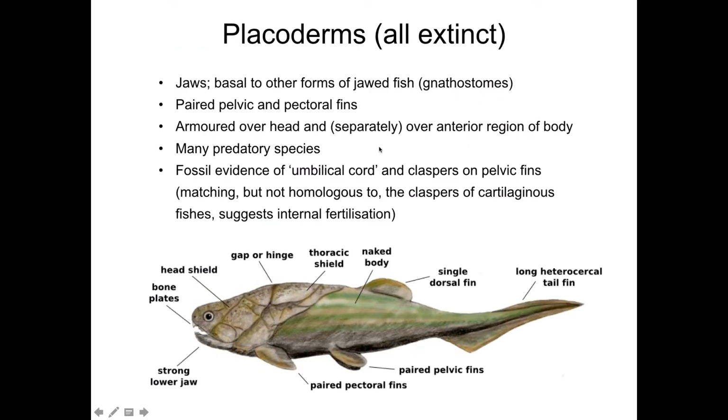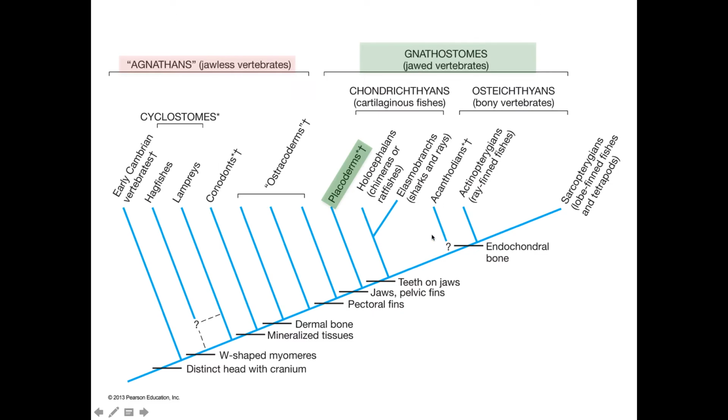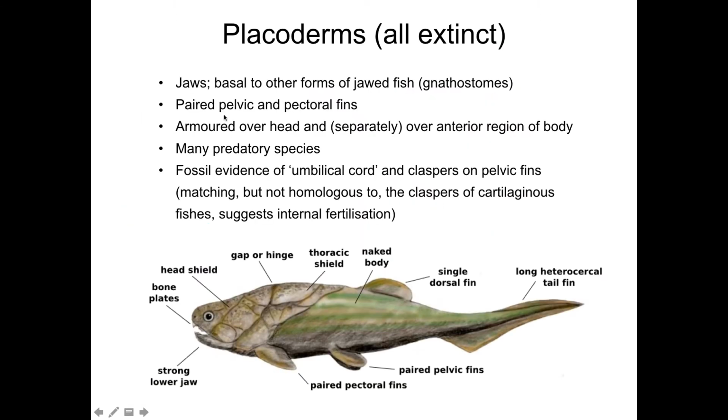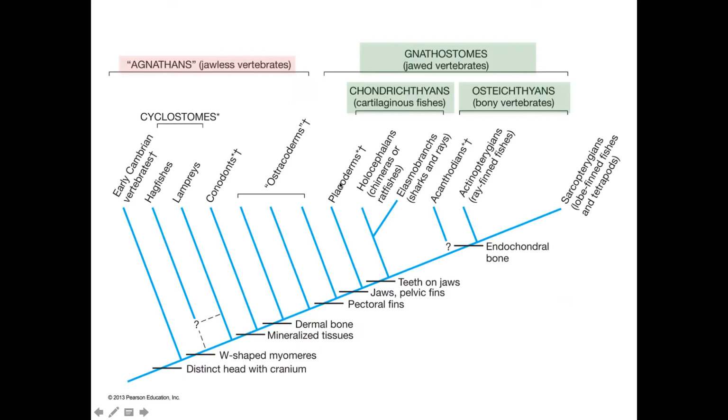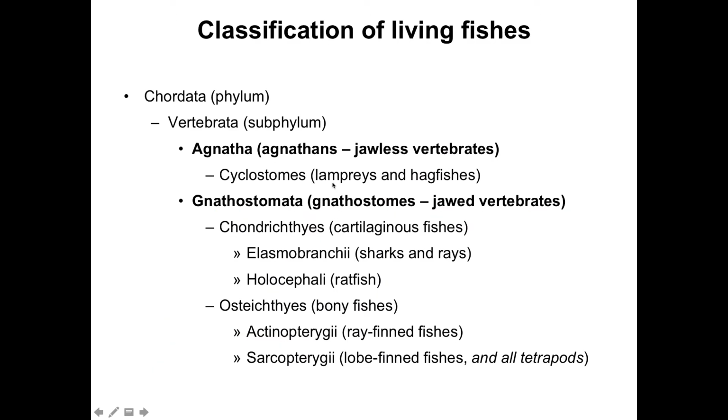Let's have a look at the placoderms, which are the extinct group of jawed vertebrates. So they had jaws, but they're basal to other forms of jawed fishes. They had paired pelvic and pectoral fins, an armoured head which was separate to the back of the body, and they seem to be mostly predatory species. They had bony plates instead of real teeth. So they are the placoderms.